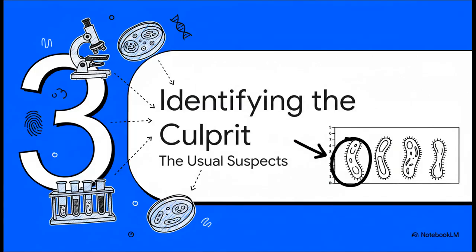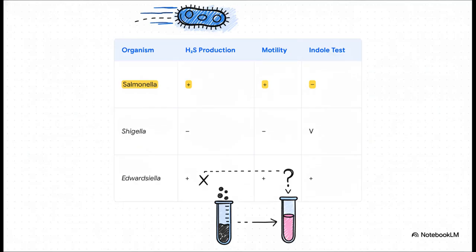Okay, so we've got our key pieces of evidence locked in. Now it's time for the classic police lineup, comparing our evidence against the usual suspects to get a positive ID. So let's take a look at our lineup here. We know our guy produces H2S, and we know it's motile, it can move. Right off the bat, Shigella is out. See? It doesn't do either of those things. Now, Edwardsiella, it looks pretty similar, but there's a key difference in something called the indole test. That test checks for a specific byproduct, and it sets them apart.